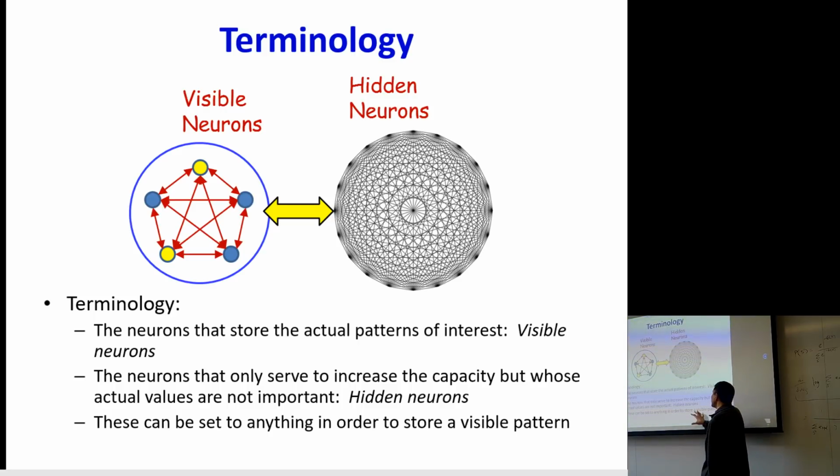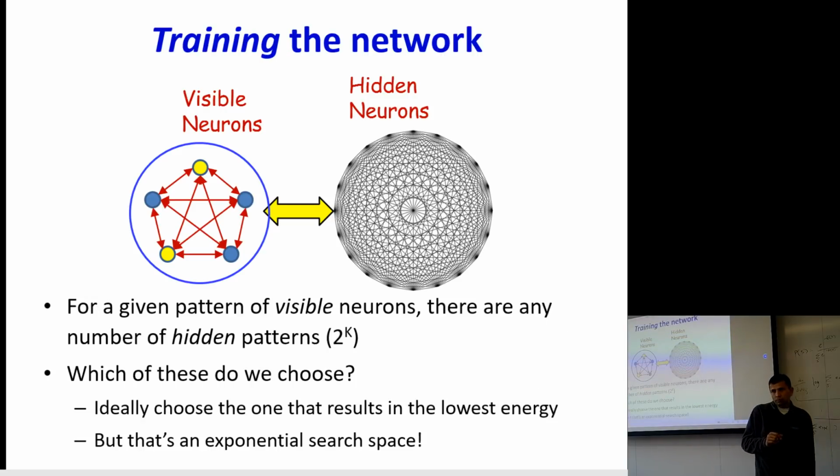Although I've segregated the figure into two balls over here, the fact is every neuron connects to every other neuron, which means every visible neuron connects to every visible neuron and to every hidden neuron. Every hidden neuron connects to every hidden neuron and to every visible neuron, right? But again, keeping in mind that we're kind of agnostic to the configuration of hidden values.